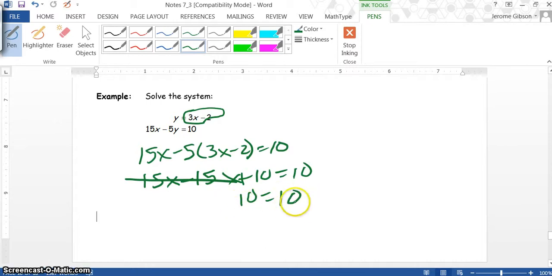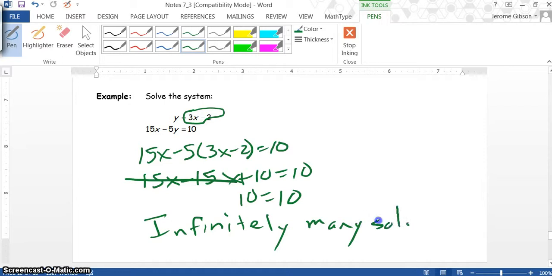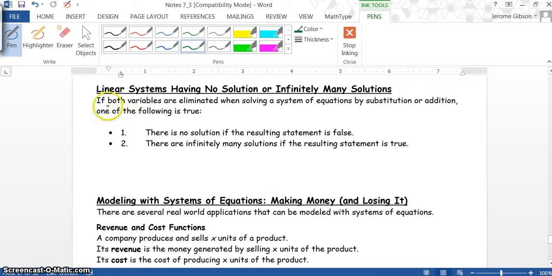Whenever you have a number equal to itself, the answer is infinitely many solutions. And that is your final answer. Now we move on to the next page.